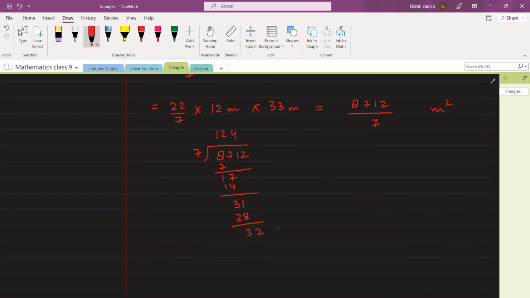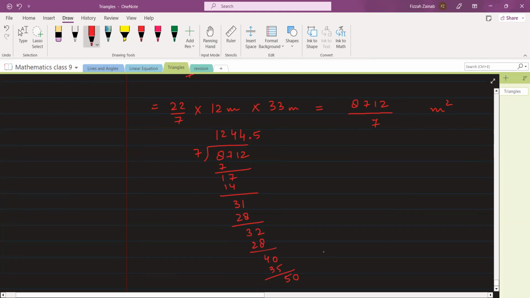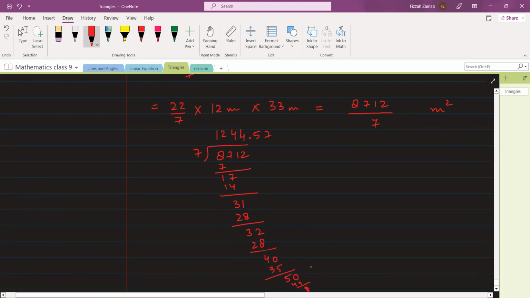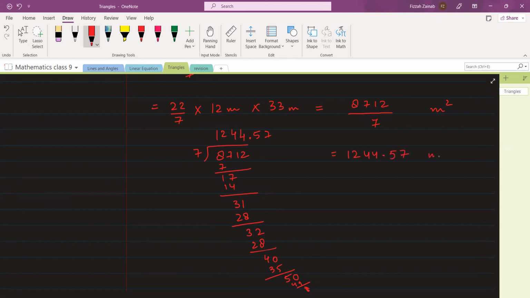Now 7 into, again 4 times it will go. That is 28. So 12 minus 8 will be 4. Now you can make it 40. So 7 into 5 will be 35. Then you get 5, make it 50. Now 7 into 8 is 56. 7 into 7 is 49. So up to 2 places of decimal you can find our answer. So this will be 1244.57 meters square.